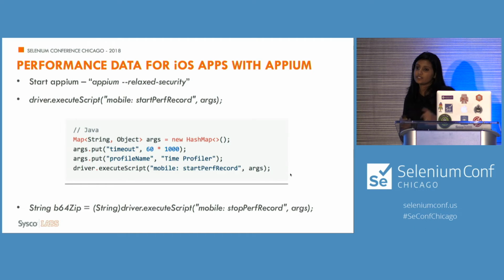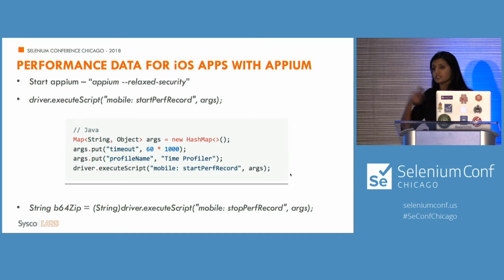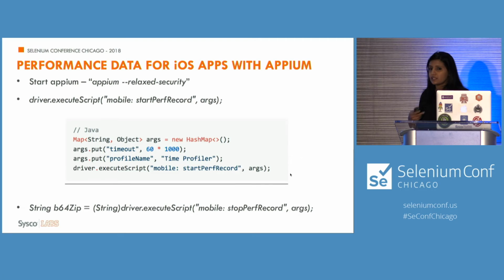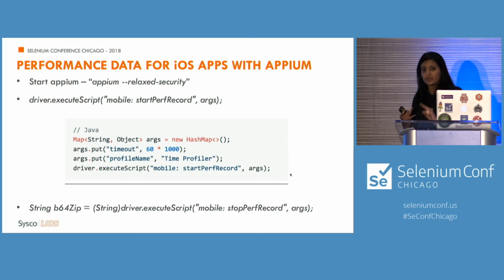So basically we'll be using Appium to record with instruments, run the particular test, and meanwhile the recording will be taking place, right? So for that we need to keep in mind that you will have to start your Appium with relaxed security, otherwise the recording doesn't take place as of now. And also you have to pass the arguments, like if you're looking for a particular profile name, the timeout and so on, and then you start the recording, right, with that particular profile name.